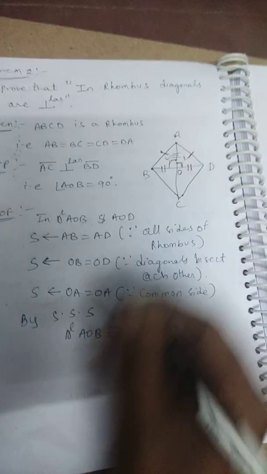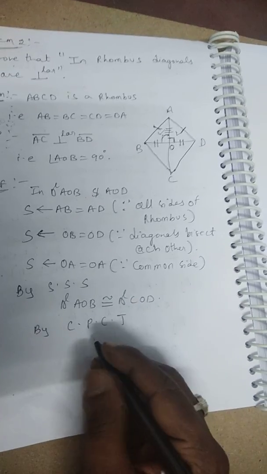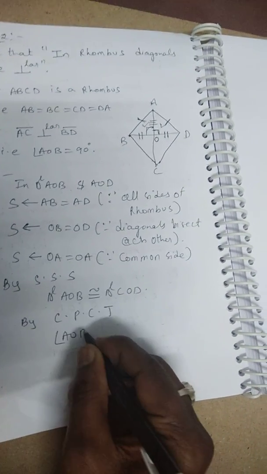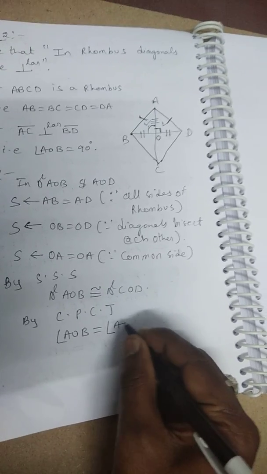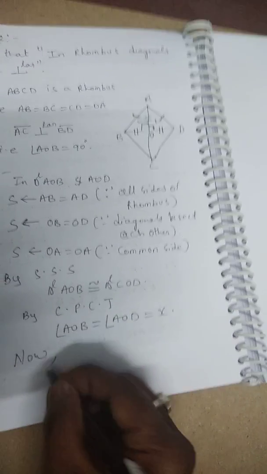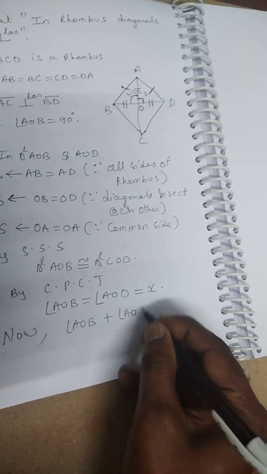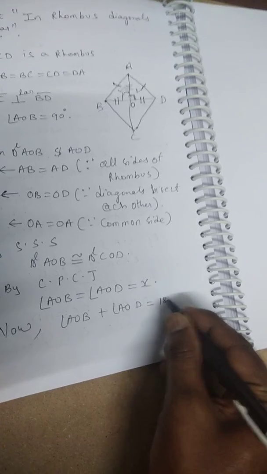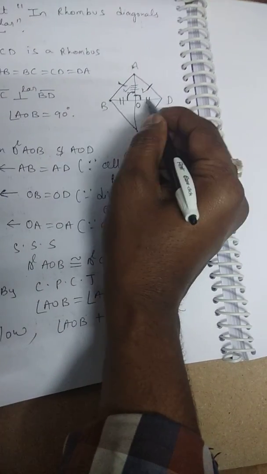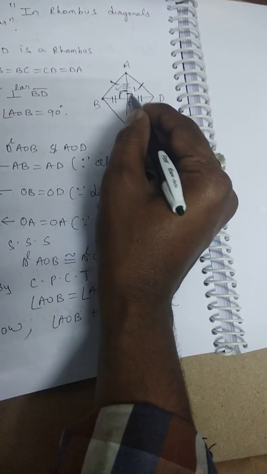By CPCT, by corresponding parts of congruent triangles, I can say that angle AOB is equal to angle AOD. Let both of them be x. Now, angle AOB plus angle AOD is equal to 180 degrees, because they form a linear pair. This angle and this angle form a linear pair, a straight line angle. It becomes a straight angle, so this complete angle will be 180.